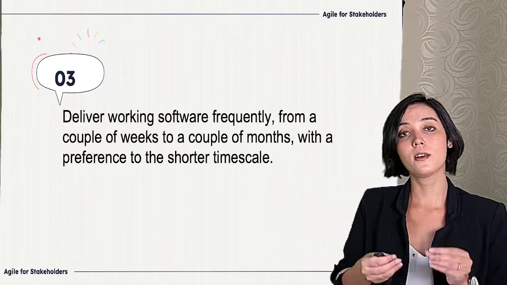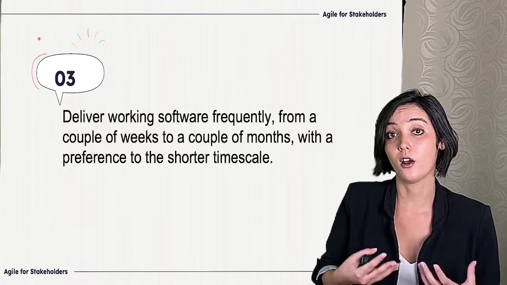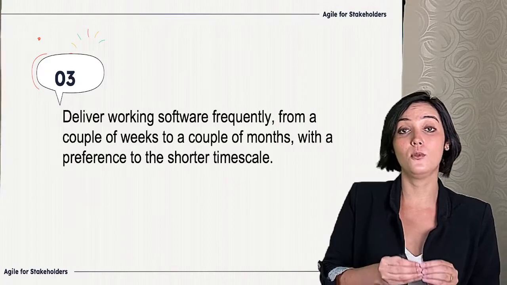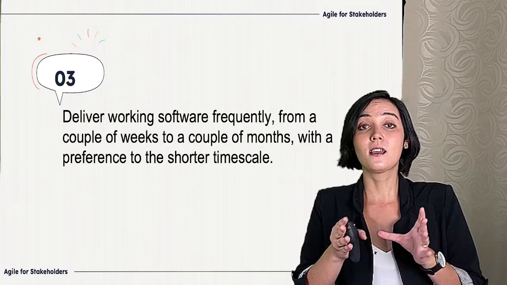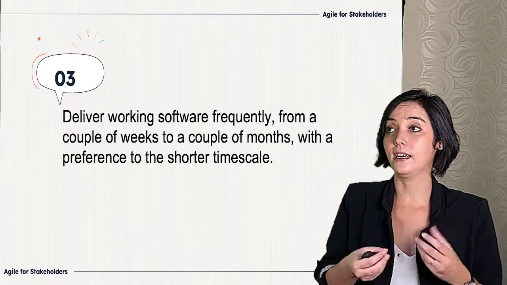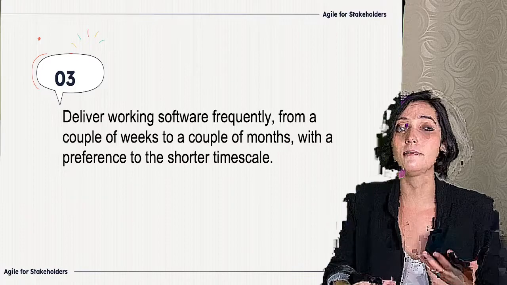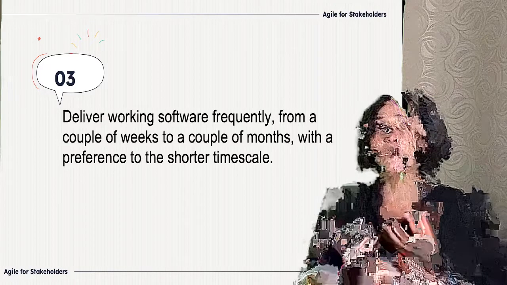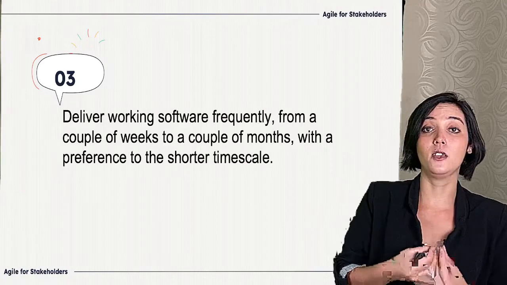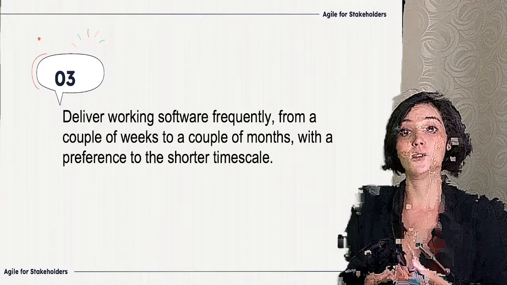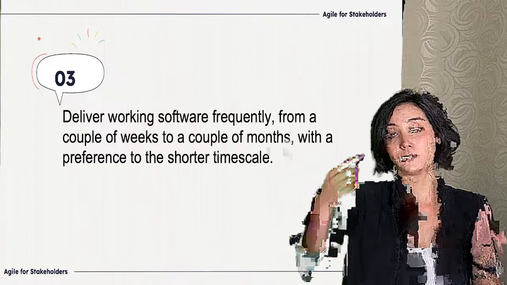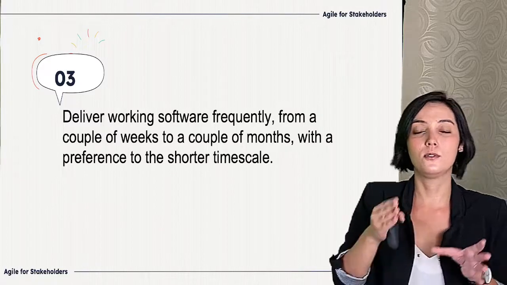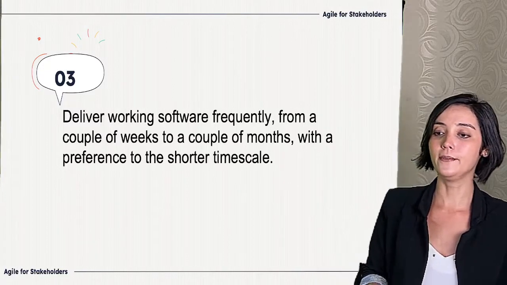We deliver working software more frequently to the customer, so the customer can see what the agile team is doing. Okay? It comes to a couple of weeks, like 2 weeks, 3 weeks, 1 month, 2 months, but we have a preference for a shorter time scale because with a shorter time scale, we are talking about risk. If you have a long time scale, your risk will be higher, but if you have a short one, your risk will be lower. Okay?